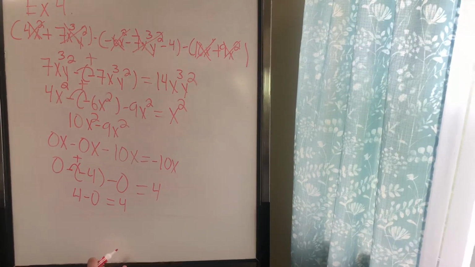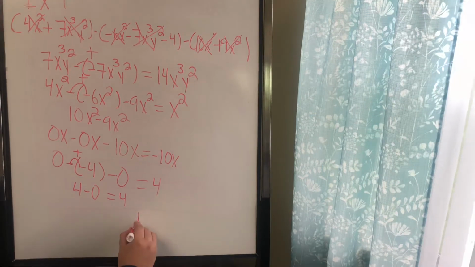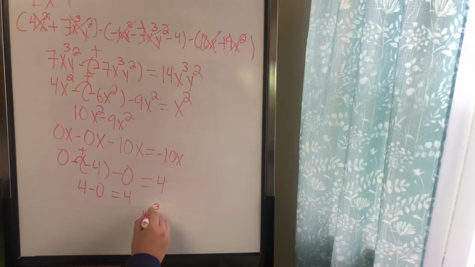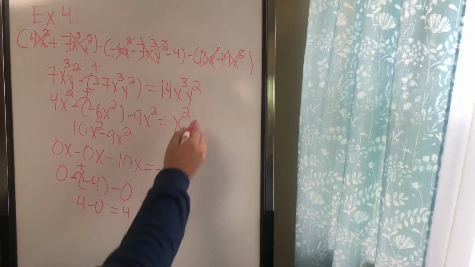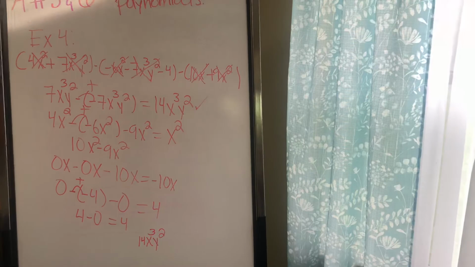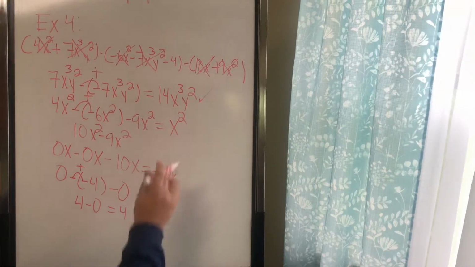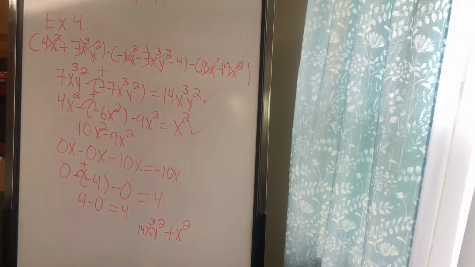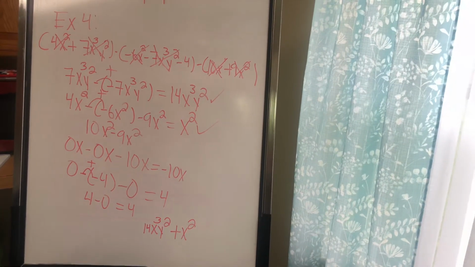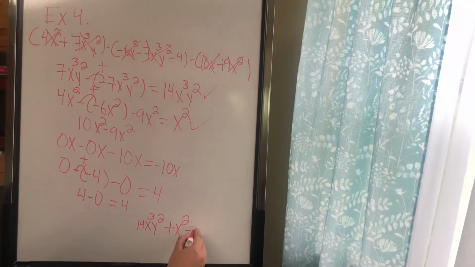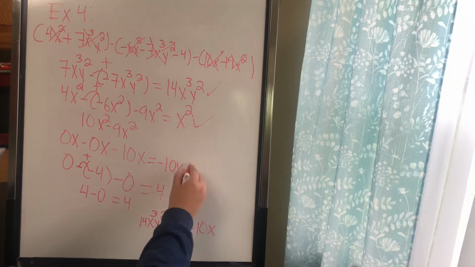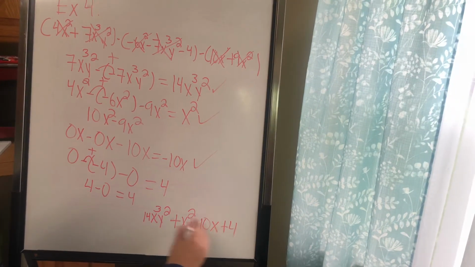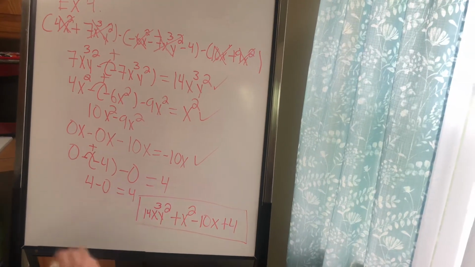So let me go ahead and begin. This is going to be 14x to the power 3, y to the power 2, check. Next one, we have x, but it's positive, so plus x squared, check. Then my x's, which is a negative, so minus 10x, check, and all I have left is that 4, and that 4 is positive, so plus 4. Final answer.